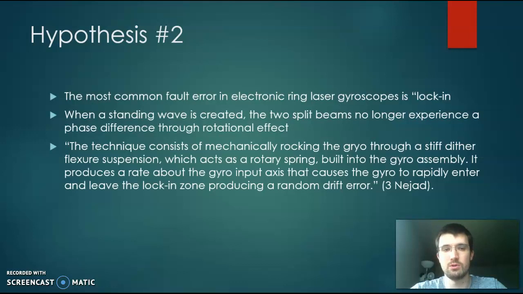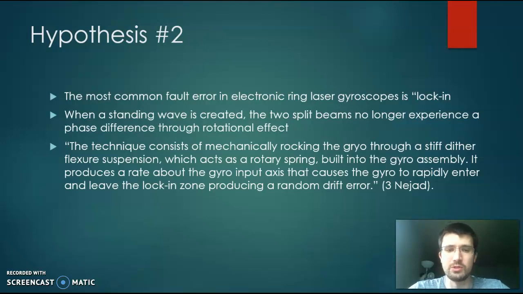Therefore, any physical changes in the aircraft will not be shown through the electronics in the gyroscope. The current technique to eliminate this lock-in standing wave is called dithering. Dithering is a mechanical vibration of the ring laser gyroscope itself that causes small vibrations so that the lasers can't match their phases, and no standing waves are created. This is still a pretty frequent occurrence in monitoring modern electronics.